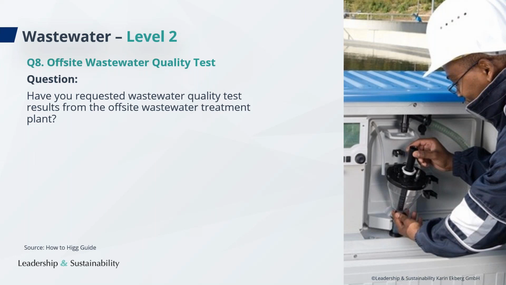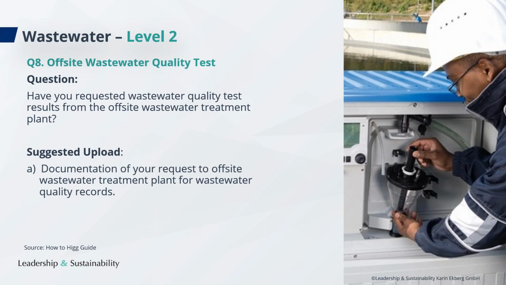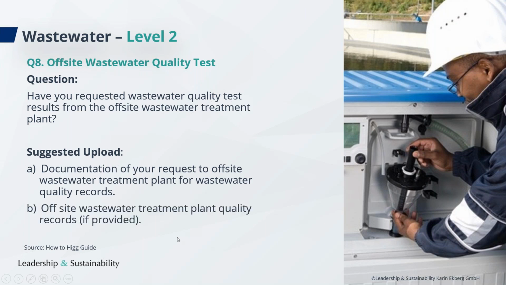So have you requested the wastewater quality test results from the offsite wastewater treatment plant? You will remember question number 2 was about having the contact details of the offsite wastewater treatment plant. And here you should actually also contact them and ask to receive the latest and most updated wastewater quality test results from that plant. And hopefully you have received them, and then you can document your request, and also, of course, the quality records if they are provided.